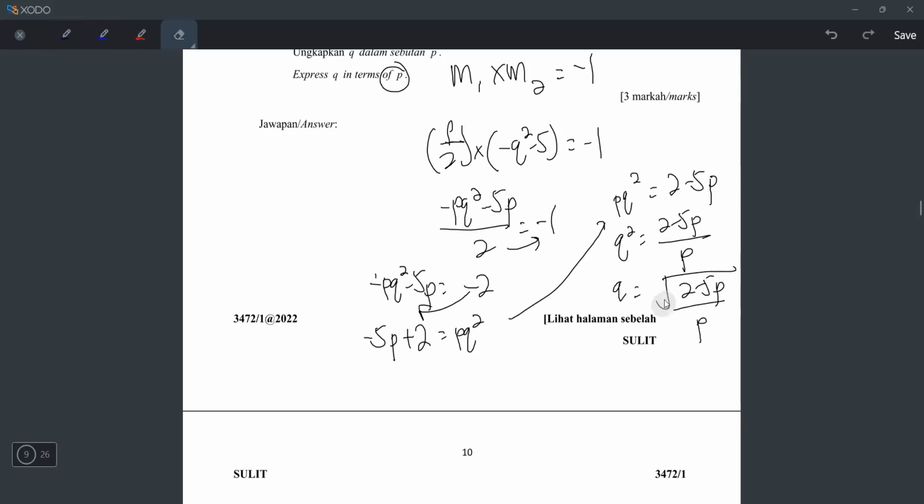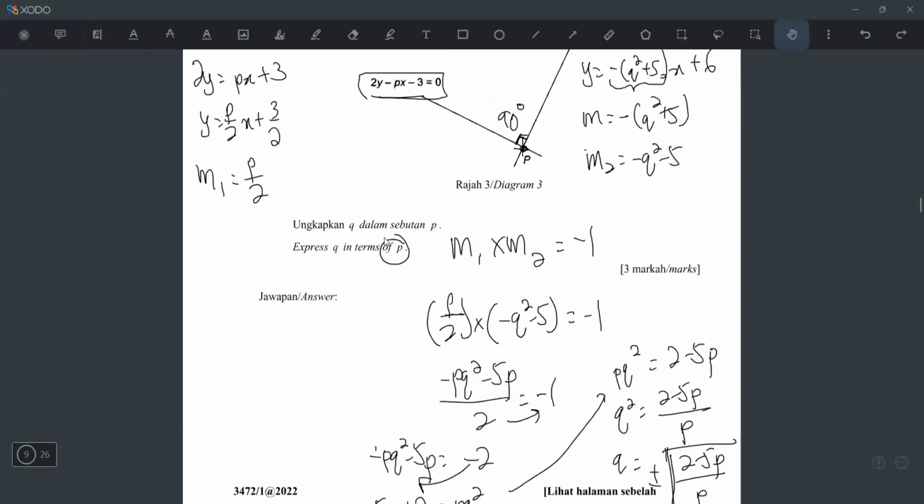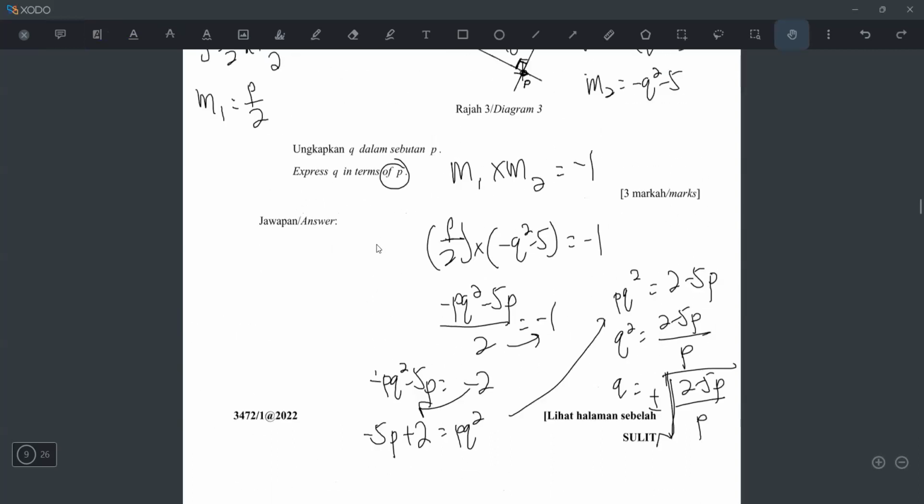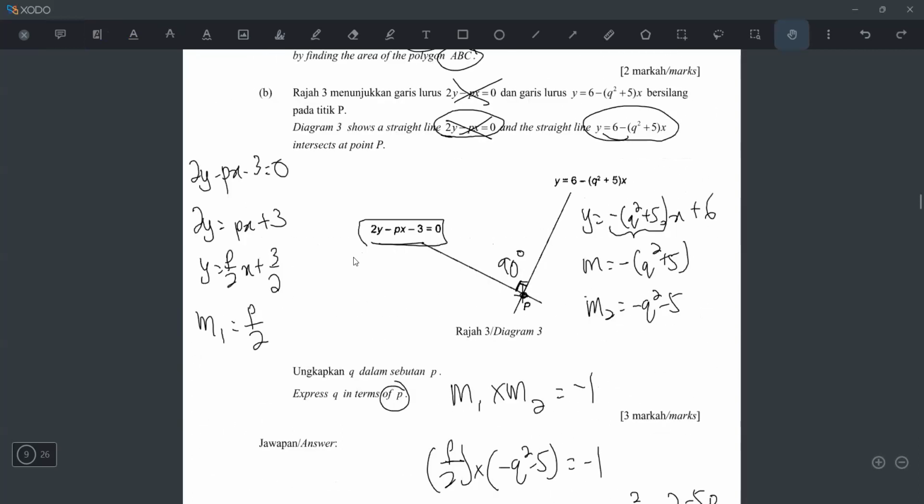But please make sure you write nicely. The square root should cover everything. Okay. And there's a plus minus sign here. Okay. So that's how you do it. Okay. Let me check with the schema. Okay. Yeah. Right. So that's the answer. Okay, let's go to the next question.